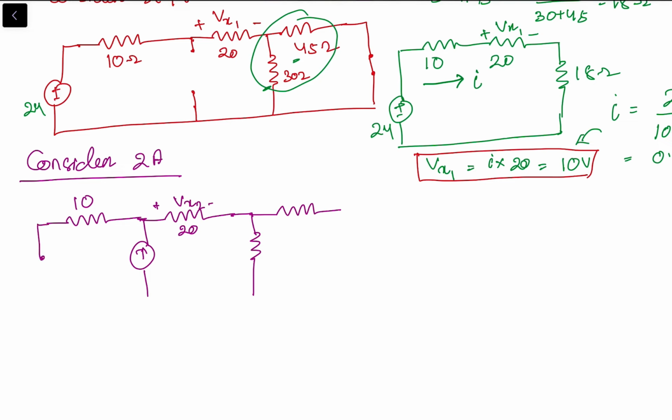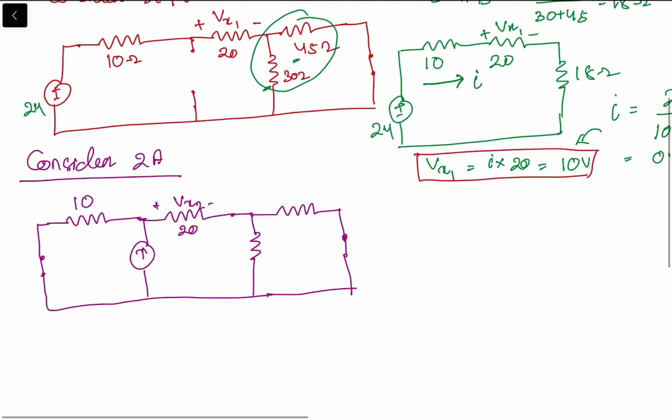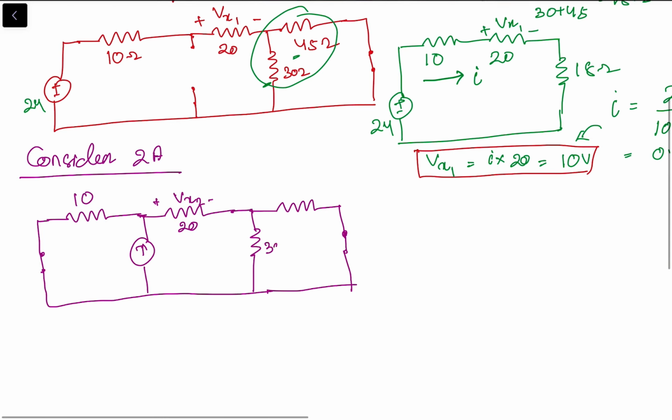Now here there was a voltage source which I will short circuit, and here there was a voltage source which I can short circuit. So if I do this short circuit, now the new circuit will look like this, just writing the resistance values here. So this is 30 and this is 45. Now again to solve this, I can see here that this 30 ohm and 45 ohm are in parallel.